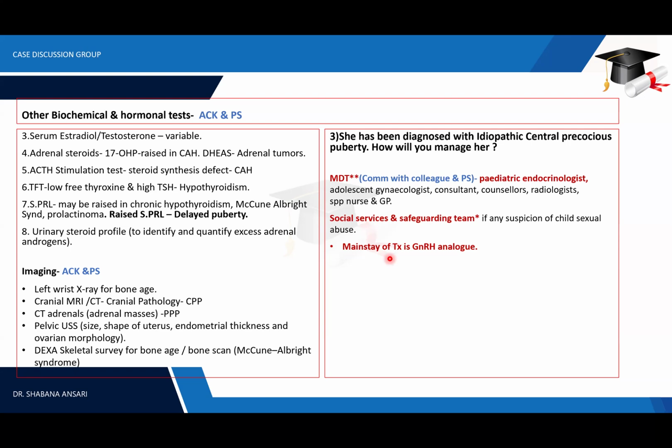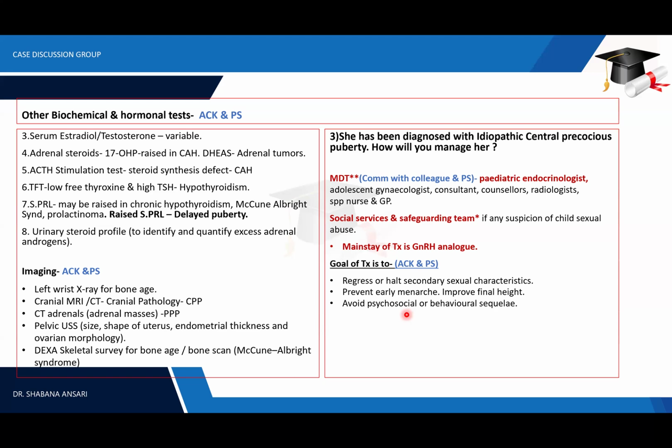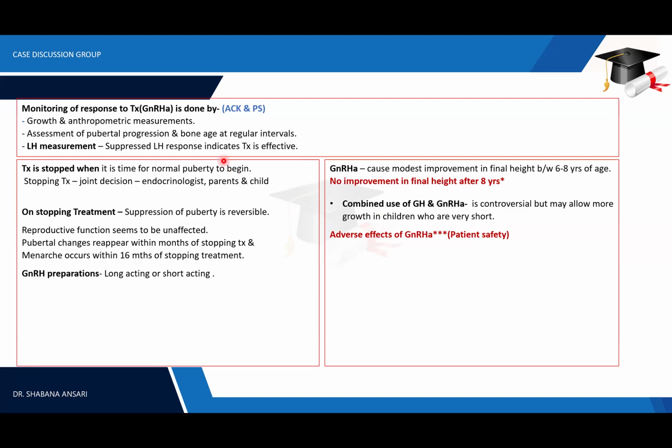And we know the mainstay of treatment is the GnRH analog. Now, when we are discussing GnRH analog, we have to keep a few points in mind. We will discuss what is the goal of the treatment, how it acts, what are the preparations, what are the side effects, how are we going to monitor the response, when are we going to stop it, what's going to happen when we stop, and whether we can include growth hormone or not. So the goal of treatment: regress or halt secondary sexual characteristics, prevent early menarche, improve the final height, and avoid social or behavioral sequelae.